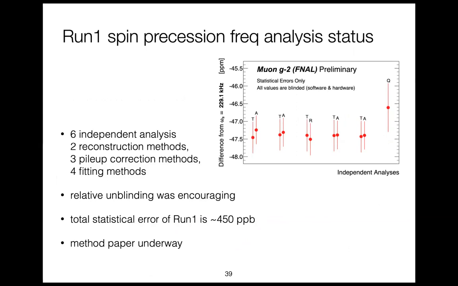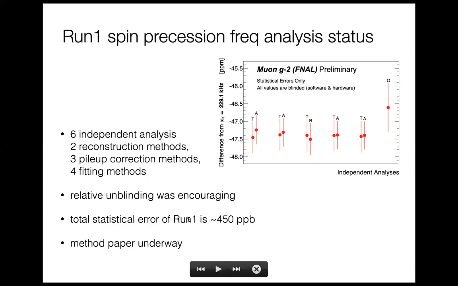Here's the example of run 1 spin precession analysis. We had 6 independent analyses, 6 independent groups, using 2 different reconstruction methods from the very beginning to the very end. We had 3 different ideas how to correct, or undo, pile-up, and 4 different fitting methods. And on the right side, you see the differences between the different analyses. This is in ppm, arbitrary scale, double blinded, and all analyses are within the allowed differences. So the unblinding was encouraging.